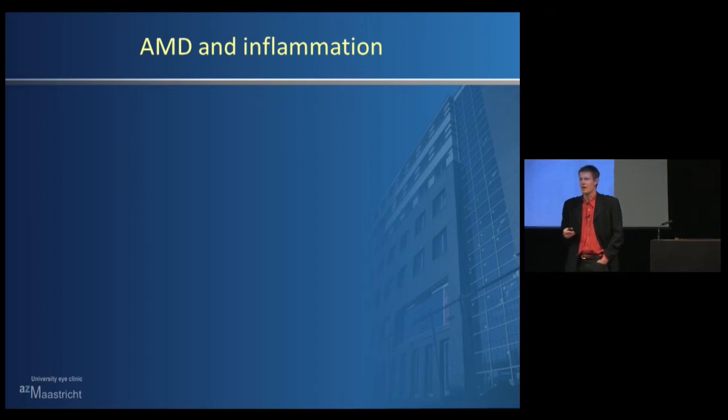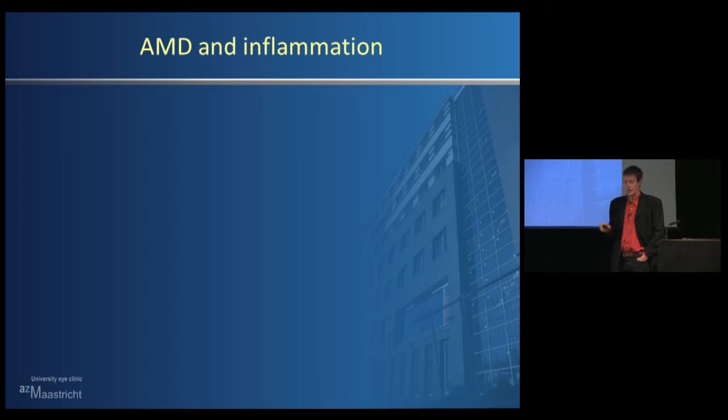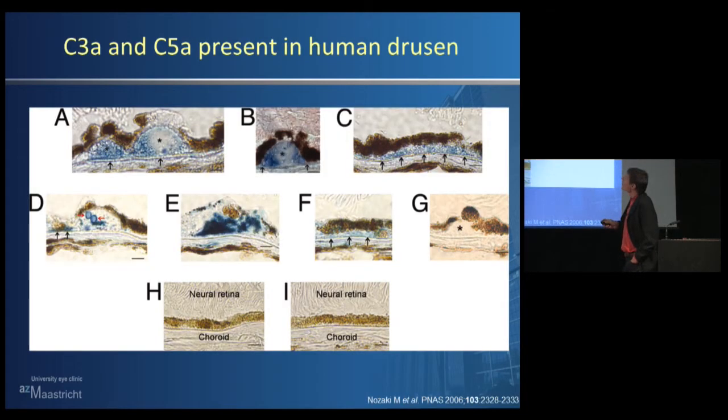Well, I almost want to convince you that there's also inflammation ongoing in AMD. For instance, if you look at drusen, this is a paper from 2006, and you stain for C3d, C5a, which are complement factors associated with inflammation, then they show up in the hard drusen.